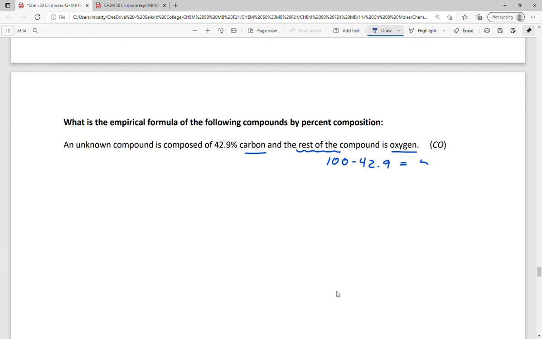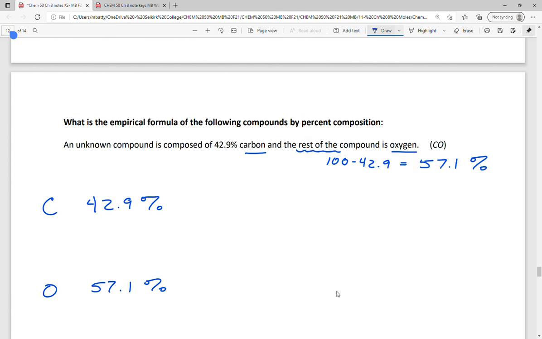And so that would be 57.1%. So these ones are different, and then we're starting with a percent composition. So what we're doing is not a lot different. We've got this idea of what percentage each one of these is by mass, right? Remember that was mass percentage. So I start with this as a percent.